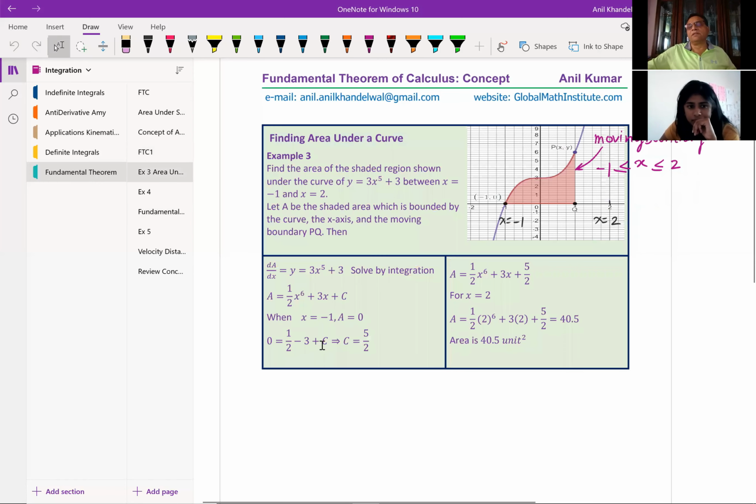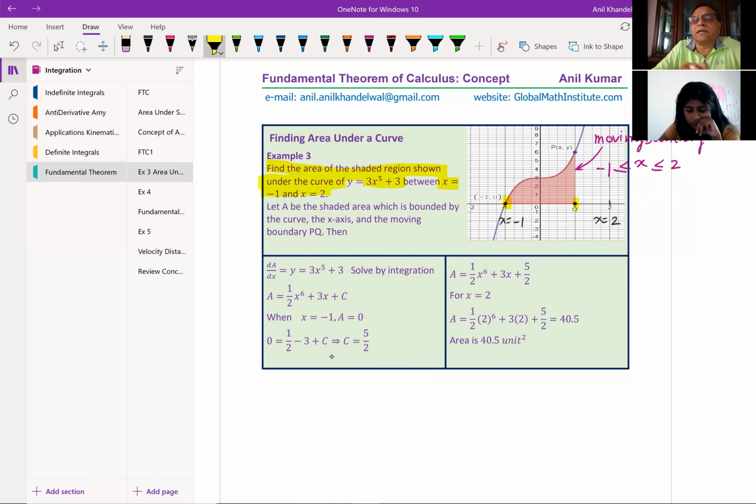So let's move forward with the same concept and take up some examples. So example number 3 is: find the area of the shaded region shown under the graph on the curve y equals 3x to the power of 5 plus 3 between x equals minus 1 and 2. So here is the graph for that.